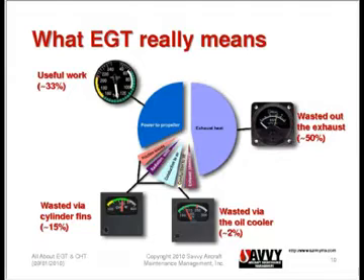In other words, only about 1/3 of the energy latent in the fuel is actually converted into useful work, turning the crankshaft, turning the propeller, and propelling us through the sky. And at least 2/3, and often more than 2/3 of that energy is wasted. And it's wasted in a number of different ways. About half of the energy in the fuel simply goes out the exhaust pipe.